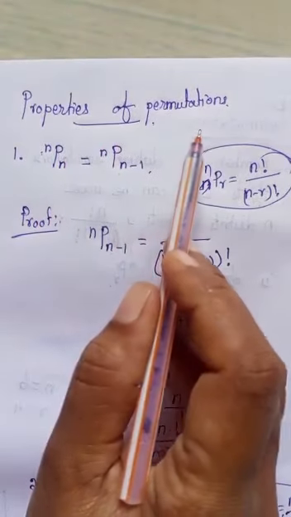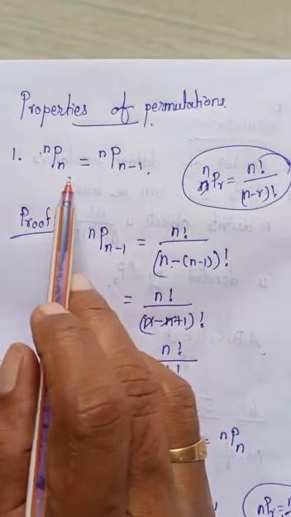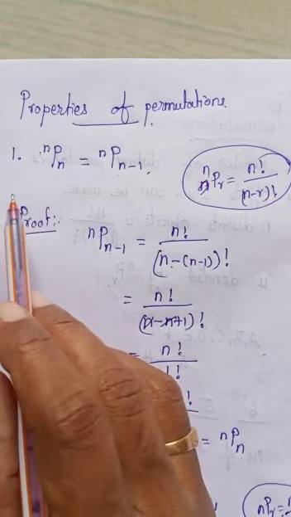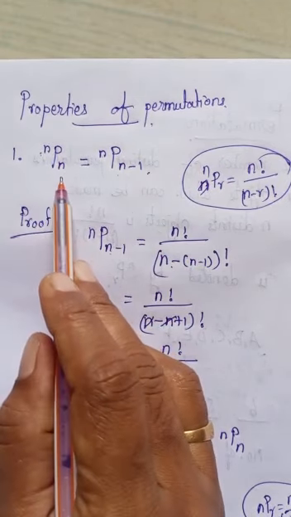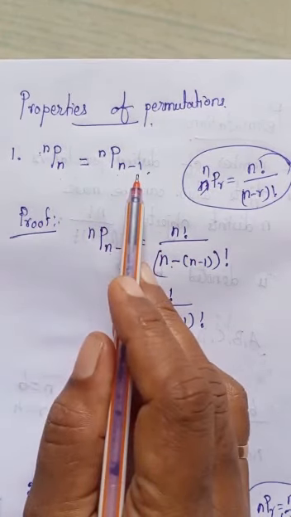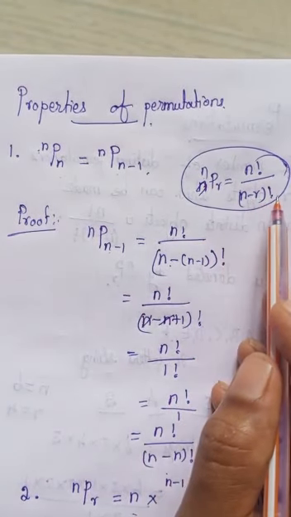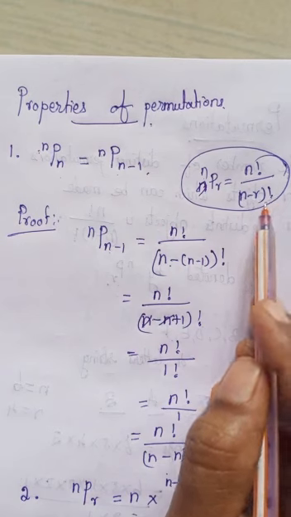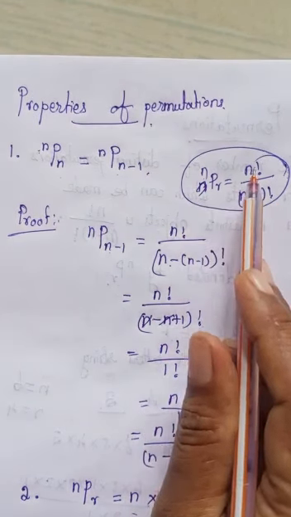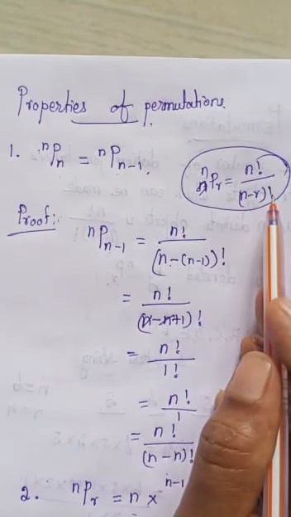Now, properties of permutations. 3 properties are there. We will learn and move to the problems. Okay. So, the first one: nPn is equal to nP(n minus 1). The actual formula we know: nPr is equal to n factorial by n minus r factorial.